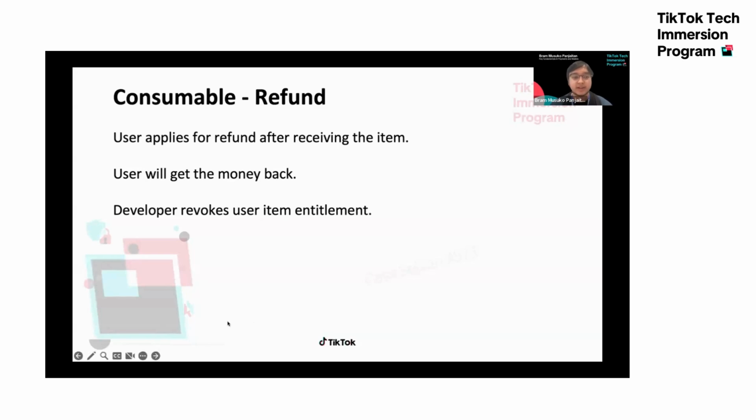And as a developer, we should revoke the user's entitlements because we already gave the user the coins. For example, we gave the user 5 coins. If they apply for a refund, because the user already got their money back, we should get back the 5 coins from the user.